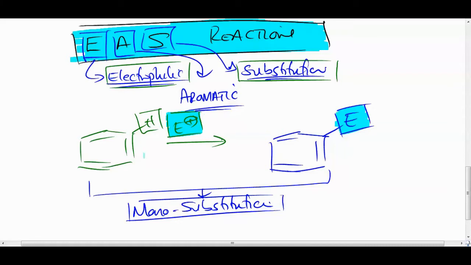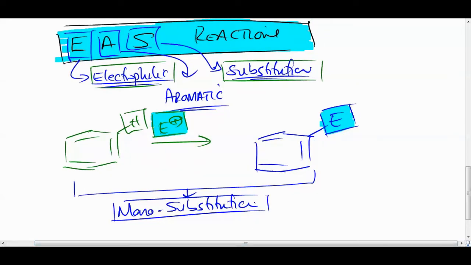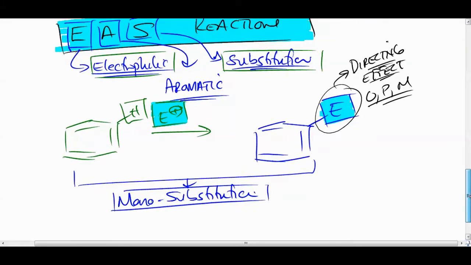So the substitution. Now, once we have the first electrophile on there, this electrophile can be different things. This is just generic. It can be different things. Now, this is going to have a directing effect when we add another electrophile on here. Just because it's generic, we don't know what the directing effect is. But of course we can have it ortho, para, or meta. We'll get into how you determine.